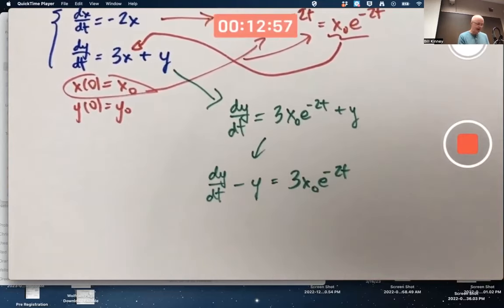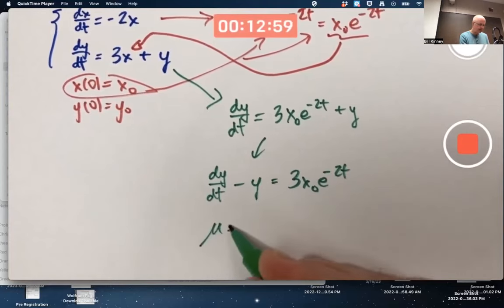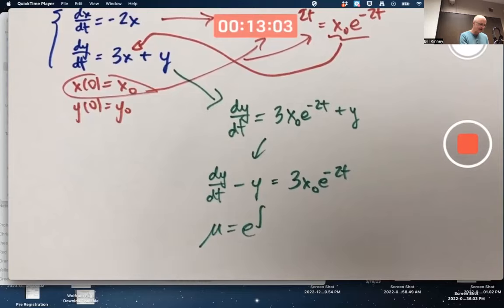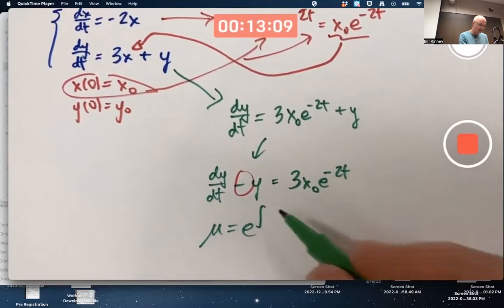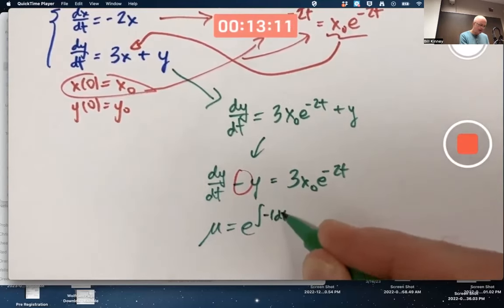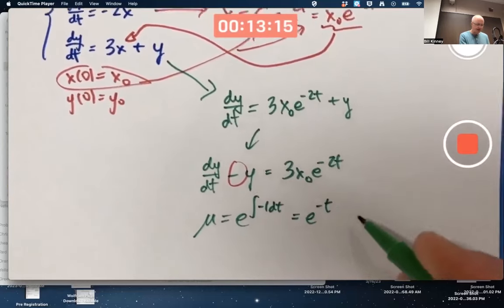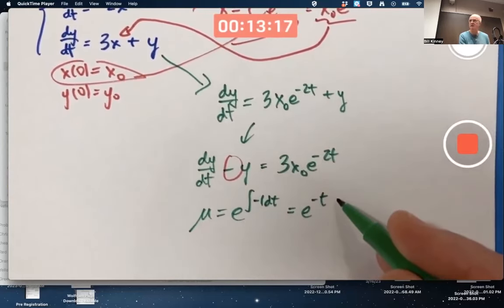And then the integrating factor is going to be, call it mu, e to the integral of whatever the coefficient of y is, which in general can be a function of t, but in this case is a constant, -1. In other words, the integrating factor is e to the negative t. Do I need a plus c here? No, because it's good enough just to have one antiderivative for that exponent.